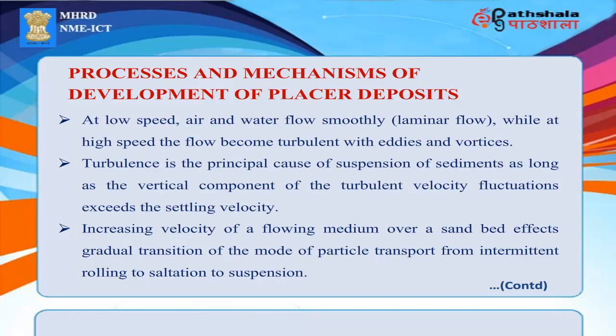At low speed, air and water flow smoothly, called laminar flow, while at high speed the flow becomes turbulent with eddies and vortices. Turbulence is the principal cause of suspension of sediments as long as the vertical component of the turbulent velocity fluctuations exceeds the settling velocity. Increasing velocity of a flowing medium over a sand bed affects gradual transition of the mode of particle transport from intermittent rolling to saltation to suspension.